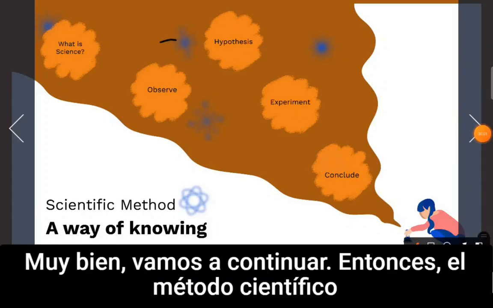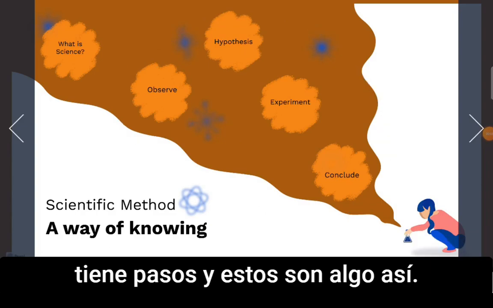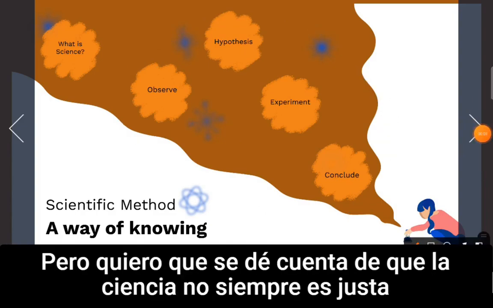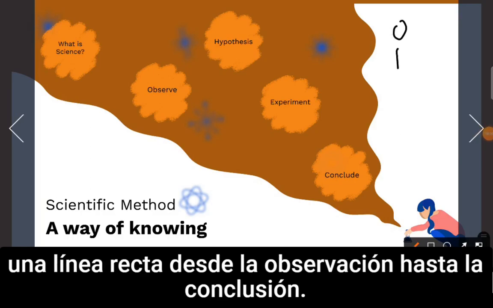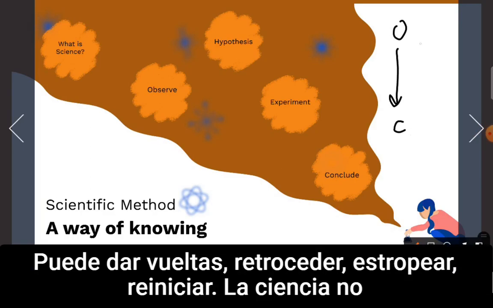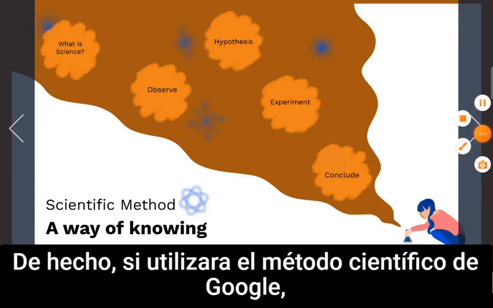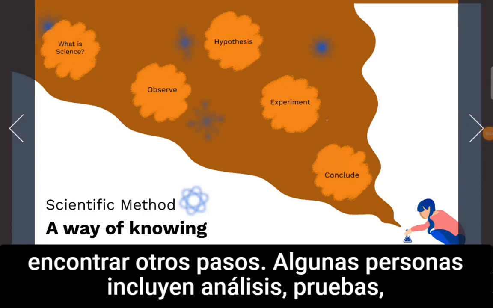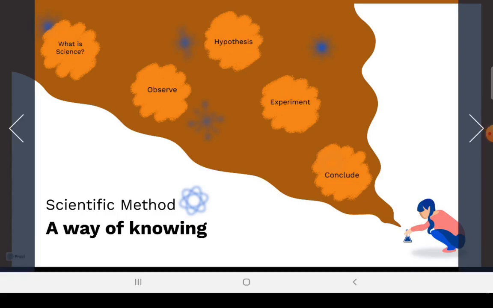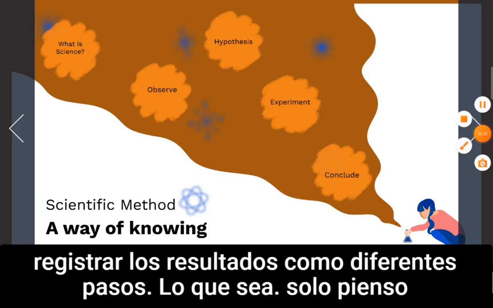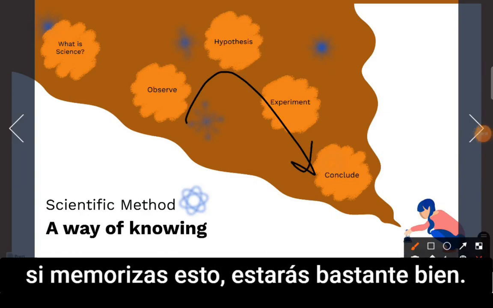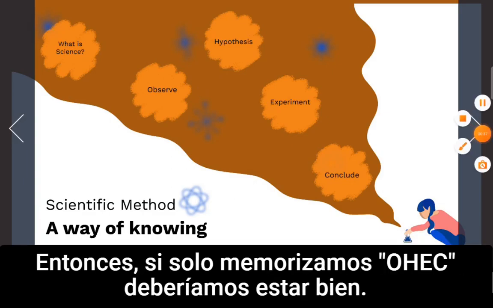So, the scientific method has steps, and these are kind of it, but I want you to realize that science is not always just a straight line from observation all the way to conclusion. It can wind around, go back, mess up, restart. Science doesn't have one set path. In fact, if you were to Google scientific method, you would find other steps. Some people include analyze, test, record results as different steps. I just think if you memorize this, you'll be pretty good.